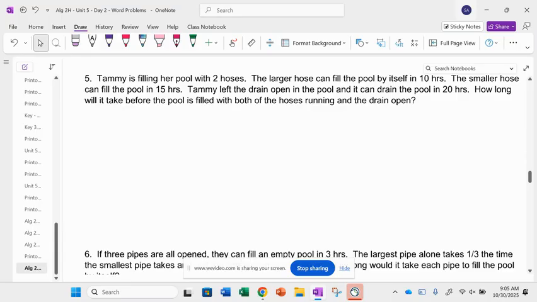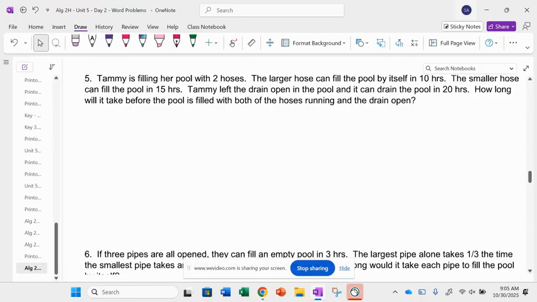Okay, so now I'm adding a third element in here. This is still a work problem and the 2 hoses are working together. So their efforts are being added together, but there's something going against the hose. What's going against the hoses? The drain. What is the drain doing? Is it helping them? Is it adding to their work effort or is it taking away from their work effort? It's taking away.